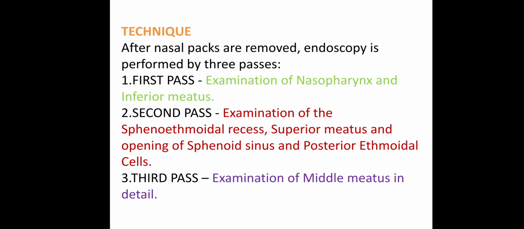Technique: after nasal packs are removed, endoscopy is performed in 3 passes: first pass, second pass, third pass. First pass includes the examination of the nasopharynx and inferior meatus. Second pass includes the examination of the sphenoethmoidal recess, superior meatus, opening of the sphenoid sinus and posterior ethmoidal cells. Third pass includes the examination of the middle meatus in detail.